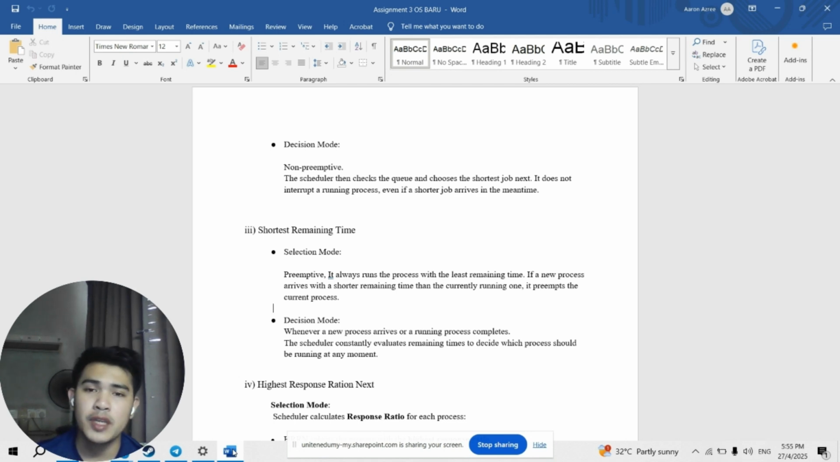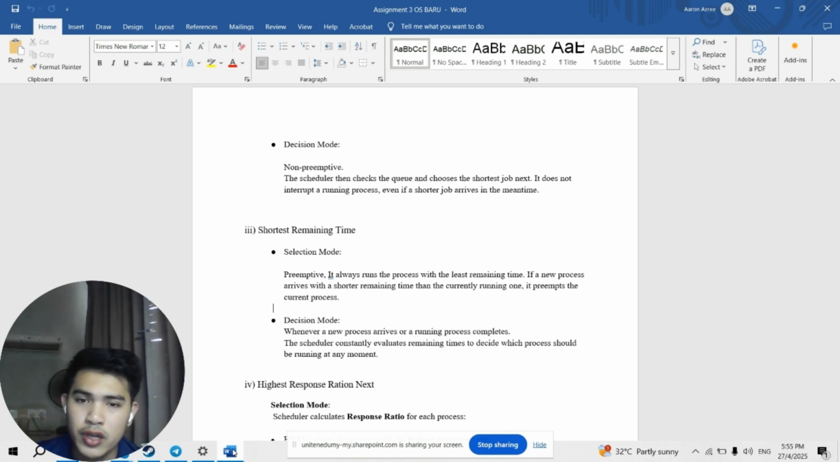So what does this mean? Let's say process A and process B. Process A is relatively long, let's say 50 seconds, and it's already 25 seconds into the process. And then suddenly process B comes into place, which is only 10 seconds, which is shorter than the remaining amount of time for process A. So the scheduler will stop process A partially, do process B first, and then resume process A. That's what the selection mode for shortest remaining time is.